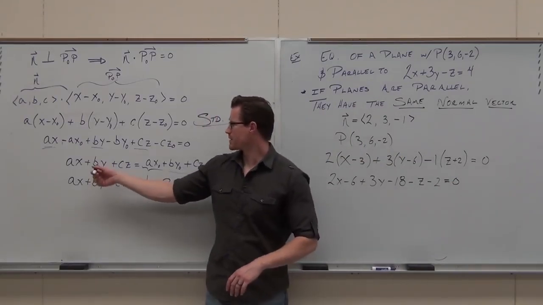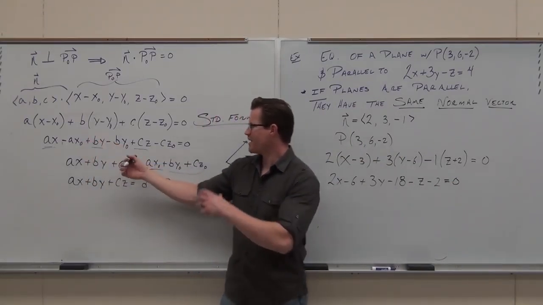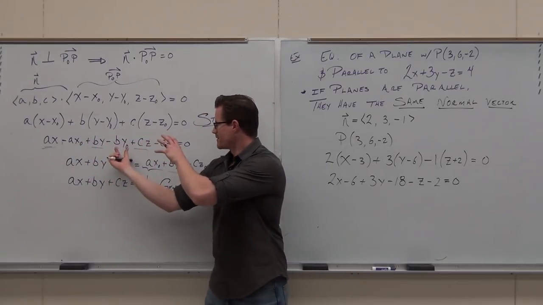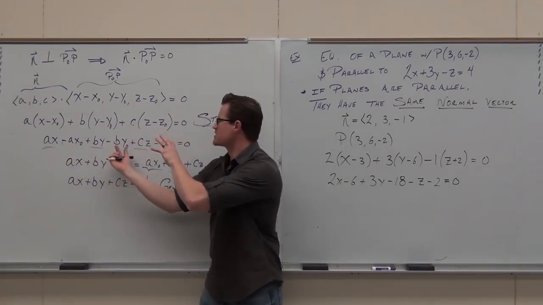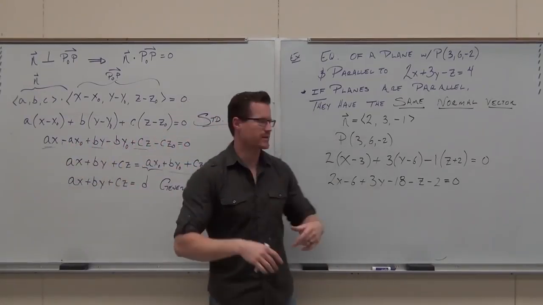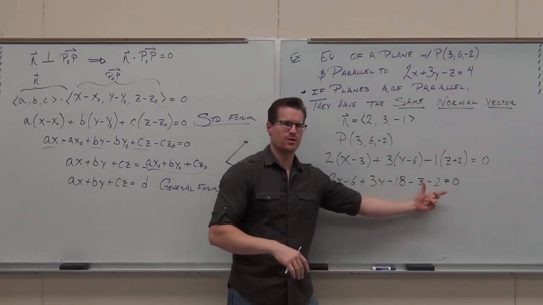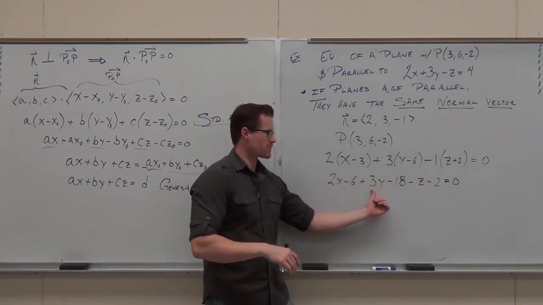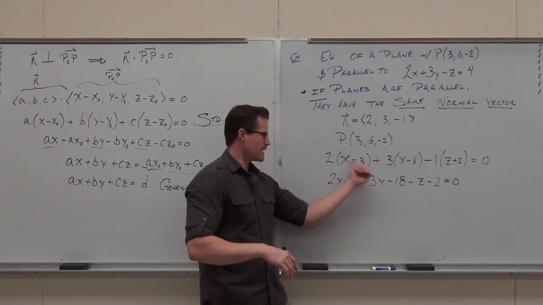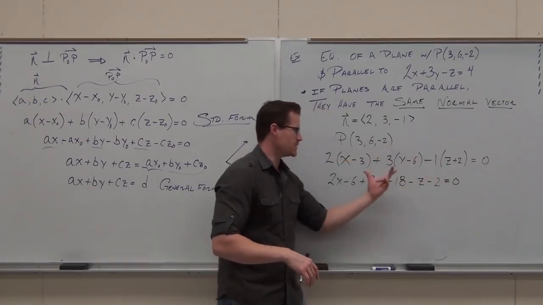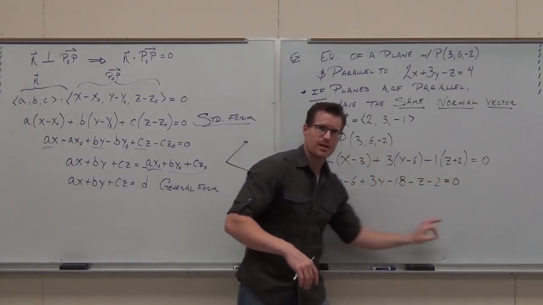This is what we did right here with all this junk hanging out. And then we took all the junk, this stuff, the sub-zeros, and we added it or subtracted it over. That's what's going on here. So right here we have our 2x, we got our 3y, we got our minus z, we got our negative 6, our negative 18, and our negative 2. Take those numbers and move them.